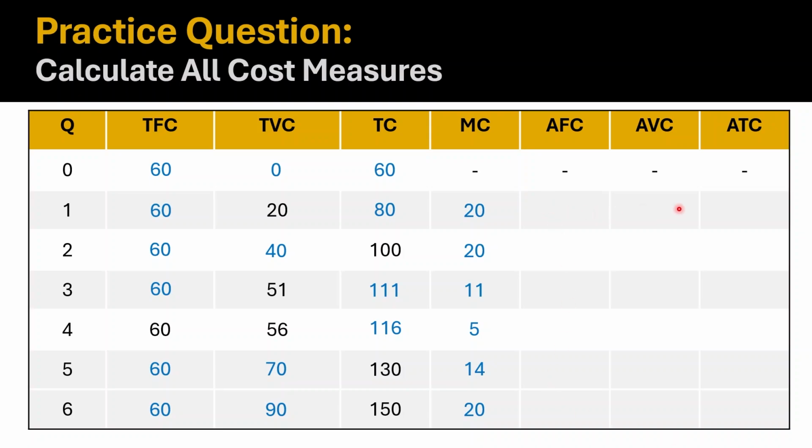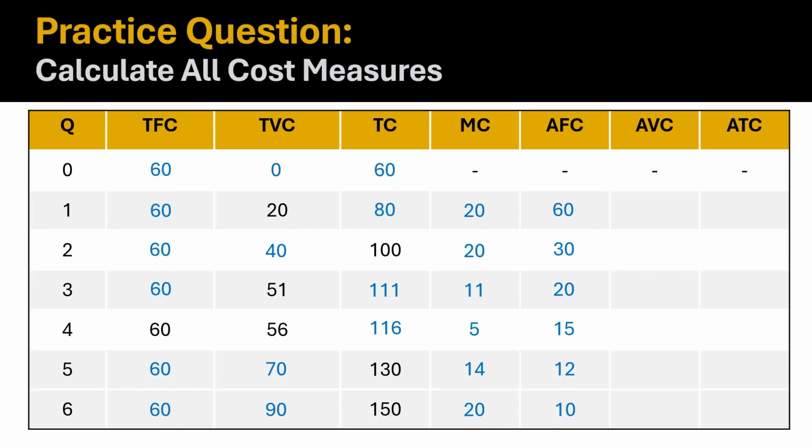Now we will calculate all the three averages, AFC, AVC, ATC. These are all per unit costs. AFC is TFC by Q. Since TFC is constant, your AFC is going to decline. It is going to fall. It is going to go down. It will keep falling as Q rises.